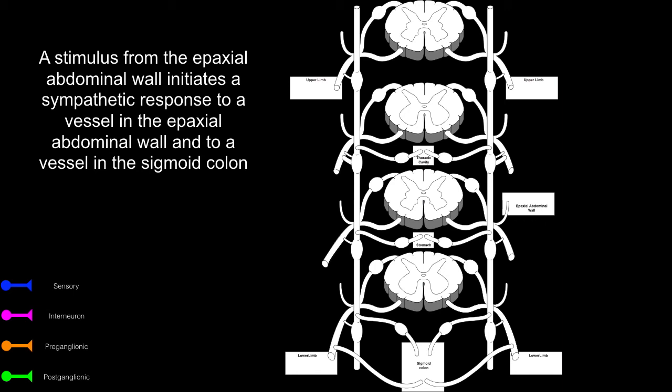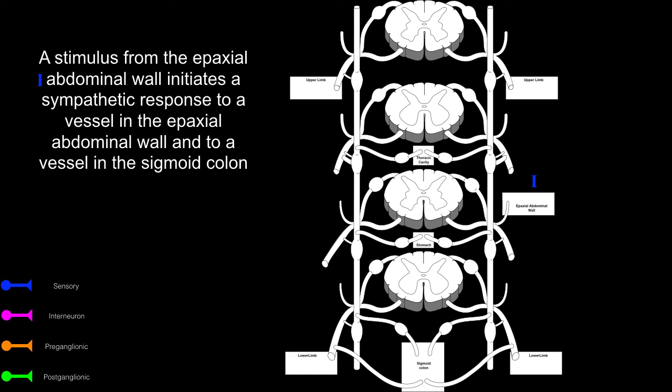So a stimulus from the back of the abdomen initiates a sympathetic response to a vessel in the epaxial abdominal wall and to a vessel in the sigmoid colon. So for some reason, something on my back is causing a blood vessel of my organ to do something, as well as a blood vessel in the same spot. So we'll just go through this.